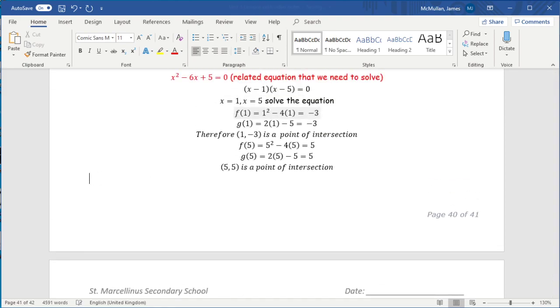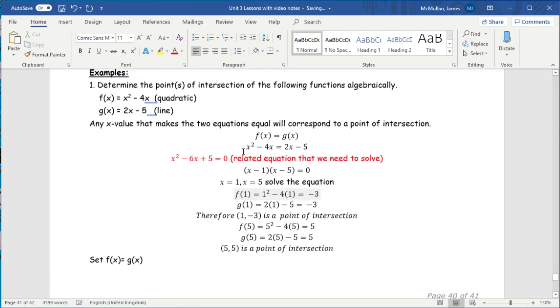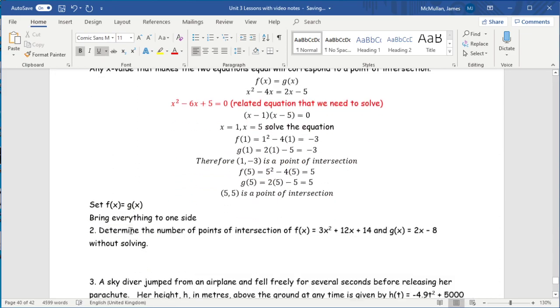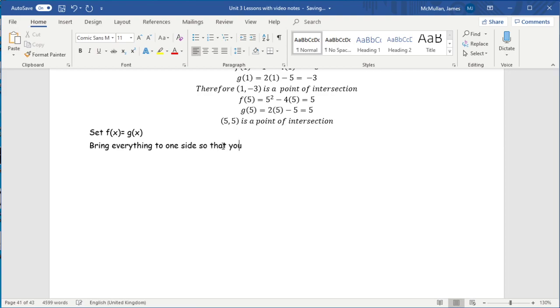So again, let's just make sure we go through the steps here and we have them written down. Okay, so number 1, set f of x equal to g of x. Bring everything to one side. Let's just make a new page here so we have a bit more room to write this. Bring everything to one side so that you have a related quadratic equals 0. Solve the equation.